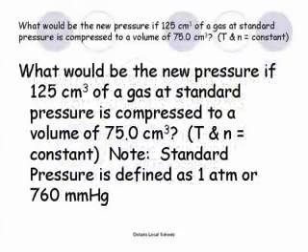Let's take a look at a problem in which we're going to vary the pressure and determine what the new volume of the gas will be as a result. So what would be the new pressure if 125 cubic centimeters of a gas at standard pressure is compressed to a volume of 75 cubic centimeters? In this situation, temperature and the number of moles will remain constant. And standard pressure is defined as 1 atmosphere or 760 millimeters of mercury.